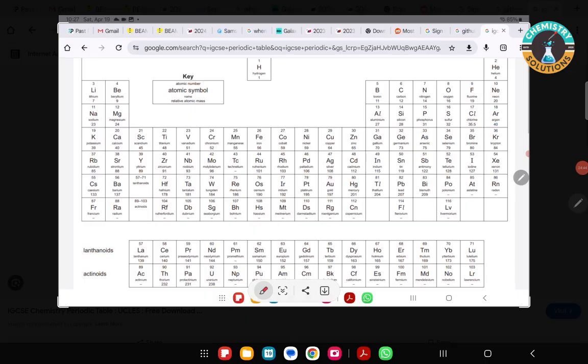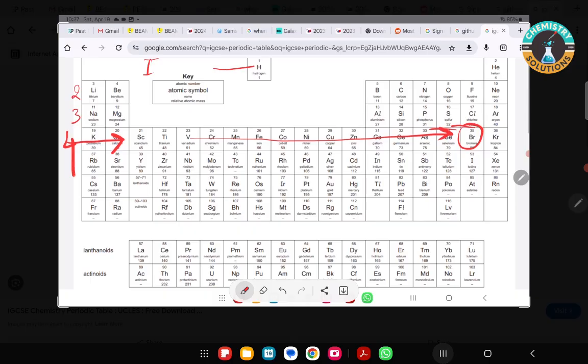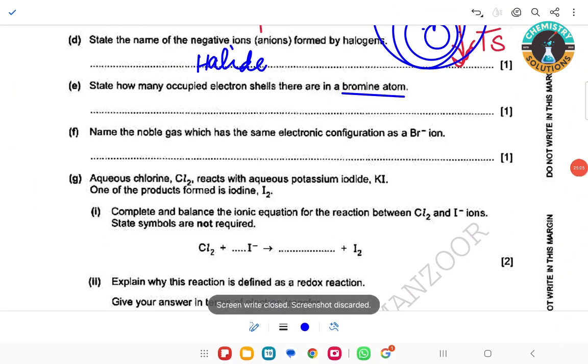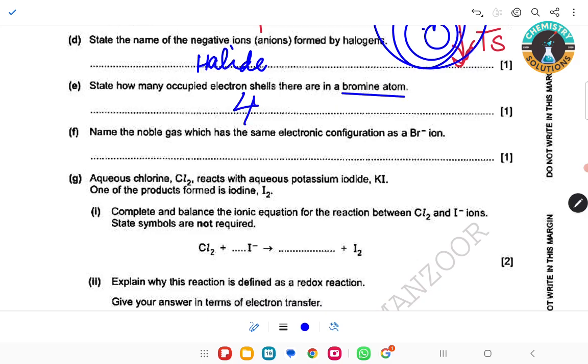1, 2, 3, this bromine is present here, and let me count from the beginning. First period, second, third and fourth. So bromine is present in the 4th period and it will have 4 shells. So the number of shells is decided by the number of periods. So how many occupied electron shells are there? 4. Name the noble gas which has the same electronic configuration as a bromide ion.